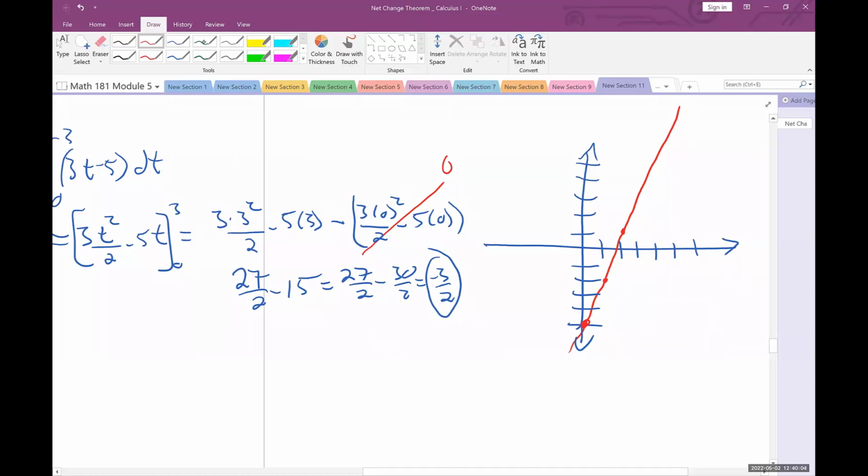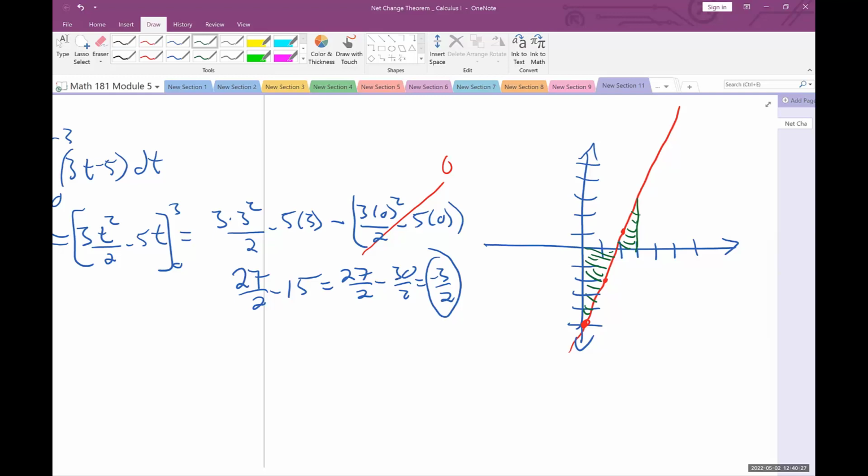So let me change colors again. Why isn't it drawn in color? So here and here. So that's the area, and obviously the area under the curve is more than the area over the curve, which is why we have a negative net area.